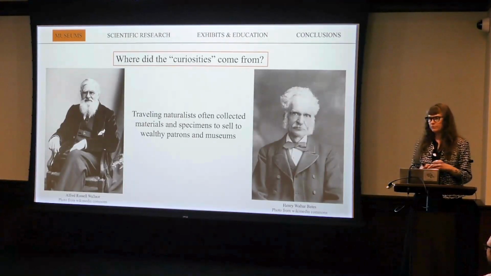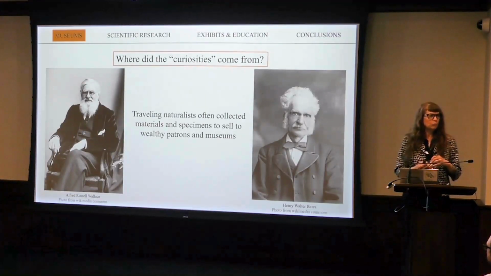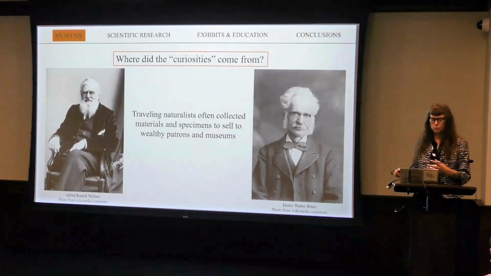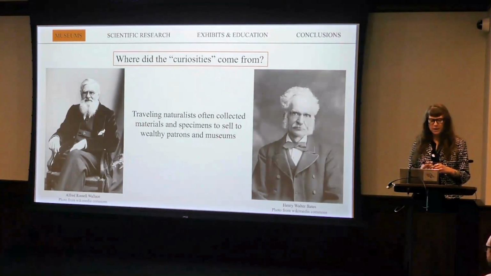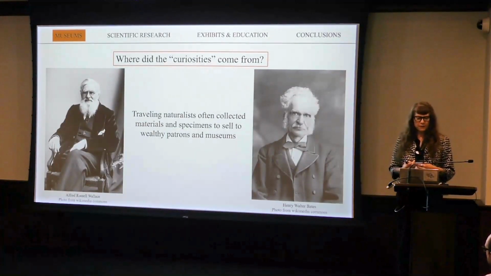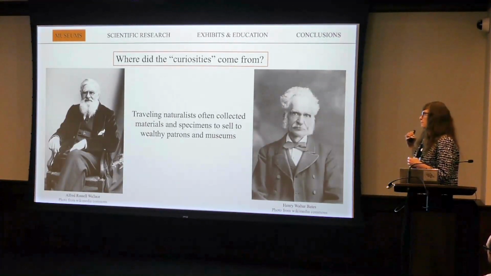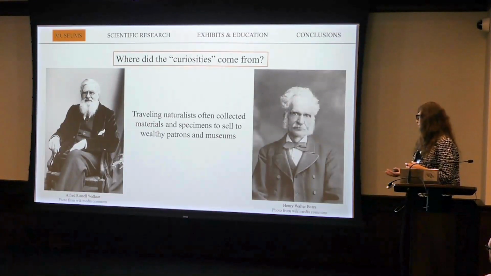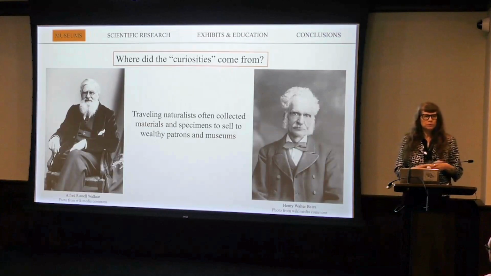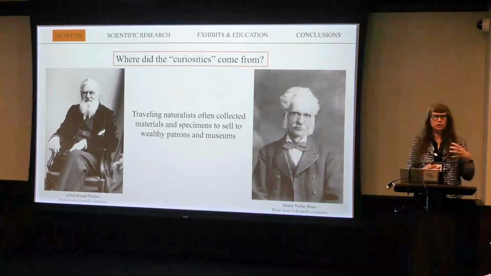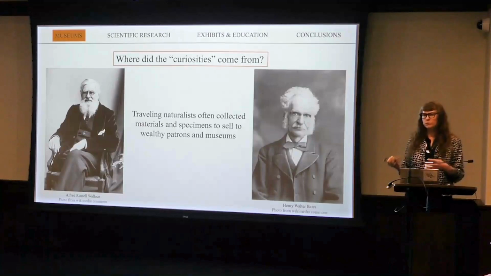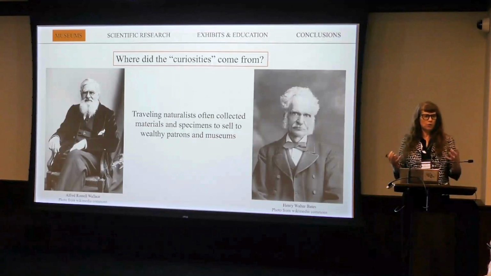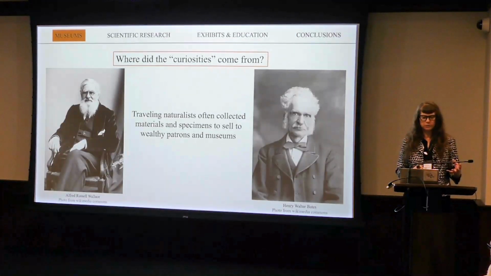But where did the curiosities that filled these cabinets come from? These often came from traveling naturalists who traveled the world and shipped specimens back to be sold to wealthy patrons and to museums. In fact, I think it's pretty fitting that two of the most influential people in evolutionary biology, Alfred Russel Wallace and Henry Walter Bates, did exactly this. They traveled the world, they shipped specimens back, and they used the funds they made during these expeditions to fund their own opportunities to travel the world.